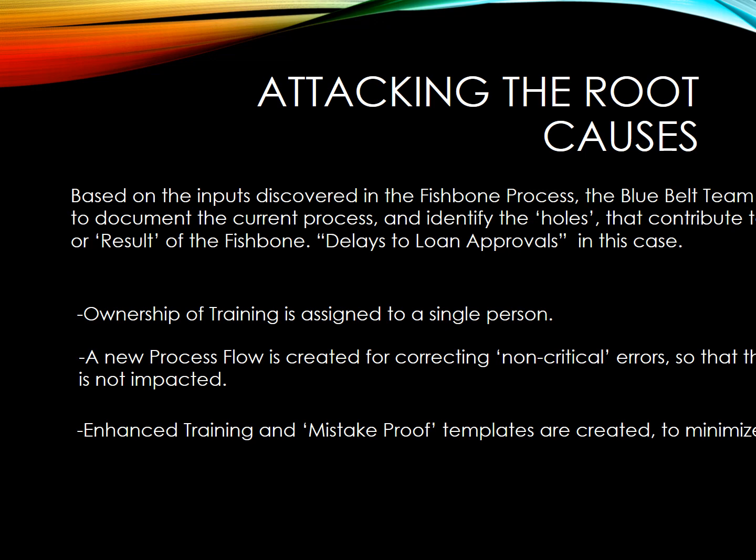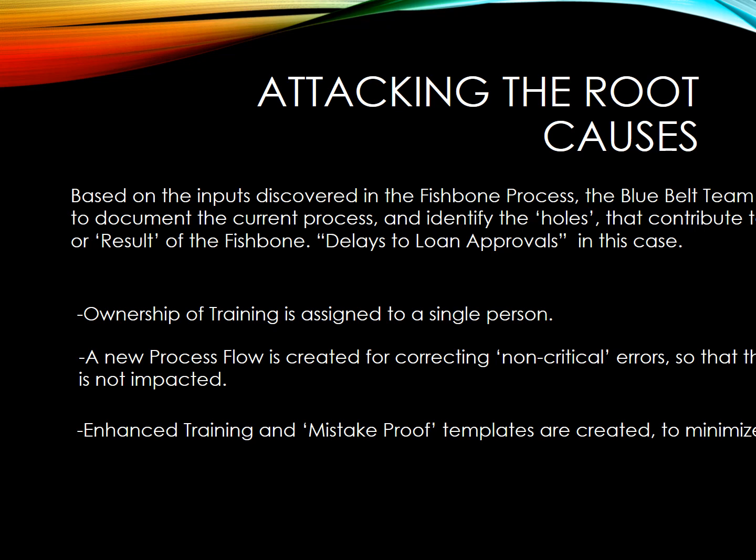So based on these inputs, the team was able to document the current process, identify a few holes that contributed to that result, or that output of delays to the loan approvals, and it came up with a list of things that they can do, actionable items that can address this issue. One is assigning ownership of training to a single person in the call center. That person is going to be accountable for making sure staff is trained, giving them updates when necessary. This is something that in the past was not owned by one specific person, but was kind of the responsibility of all management.